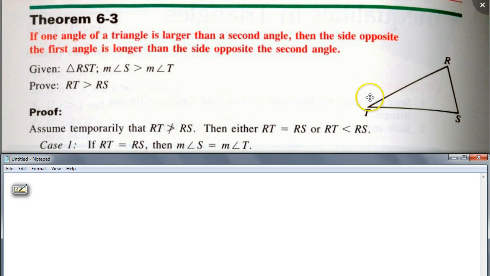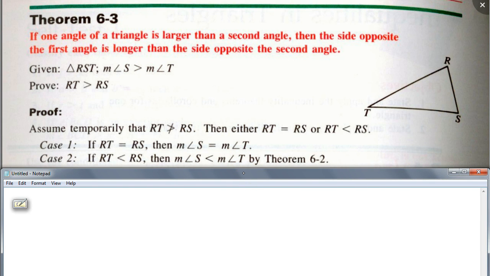Right. As soon as RT is smaller than RS, the measure of angle T has got to be what? Greater than the measure of angle S, which is a, well, yeah, it tells why. The reason is because of the previous theorem that we just talked about. And isn't that a contradiction to the given fact? Yes. Does that make sense? As soon as you make RT less than RS, because of the previous theorem, right?